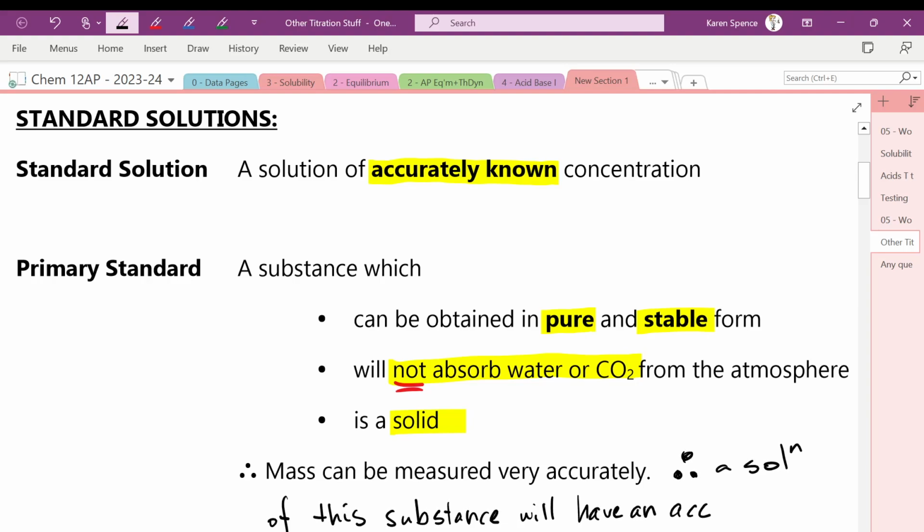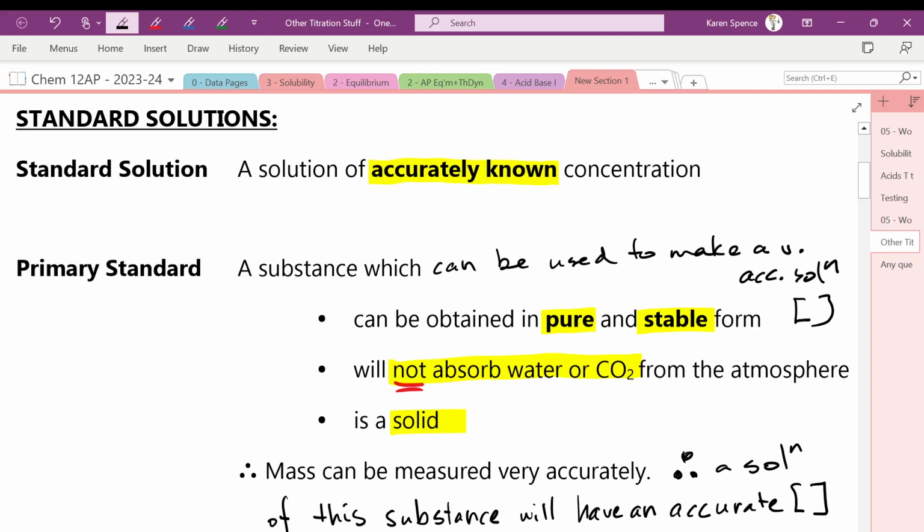So therefore, a solution of this substance will have an accurate concentration. Okay, and a primary standard is a substance which can be used to make a very accurate solution concentration. Do you see why I didn't put it in there? It becomes really wordy. So don't feel any need to put that in there. It's really just semantics. I'm going to erase that because it gets very confusing. There we go. So that's a primary standard.